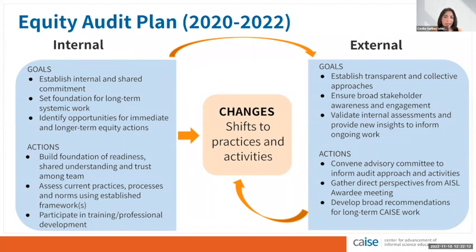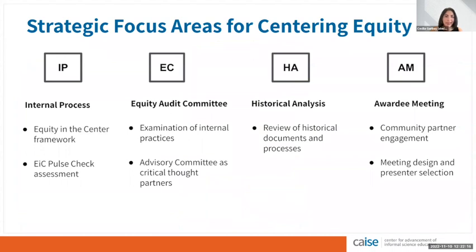If we go to the next slide, what we ended up doing was conceiving our work as having 4 separate strands, if you will. The first was that internal process that I already began talking about. We used the Equity in the Center framework very specifically to help us think about how we level set for each other and how we came together to think about this work. The goal of this thread was to internally begin to look at our processes, practices, and systems.